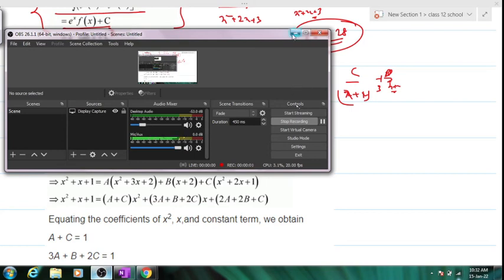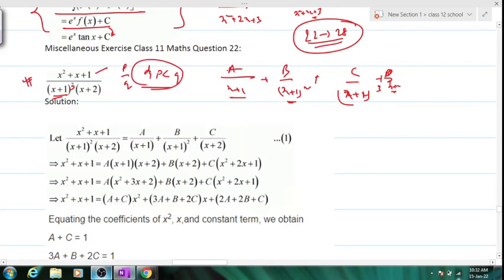So good morning everyone. Today we'll be starting off with miscellaneous exercise, miscellaneous exercise of integration. Question number 22. Now this is a partial fraction kind of a numerical. Are there any doubts regarding this being partial fraction?